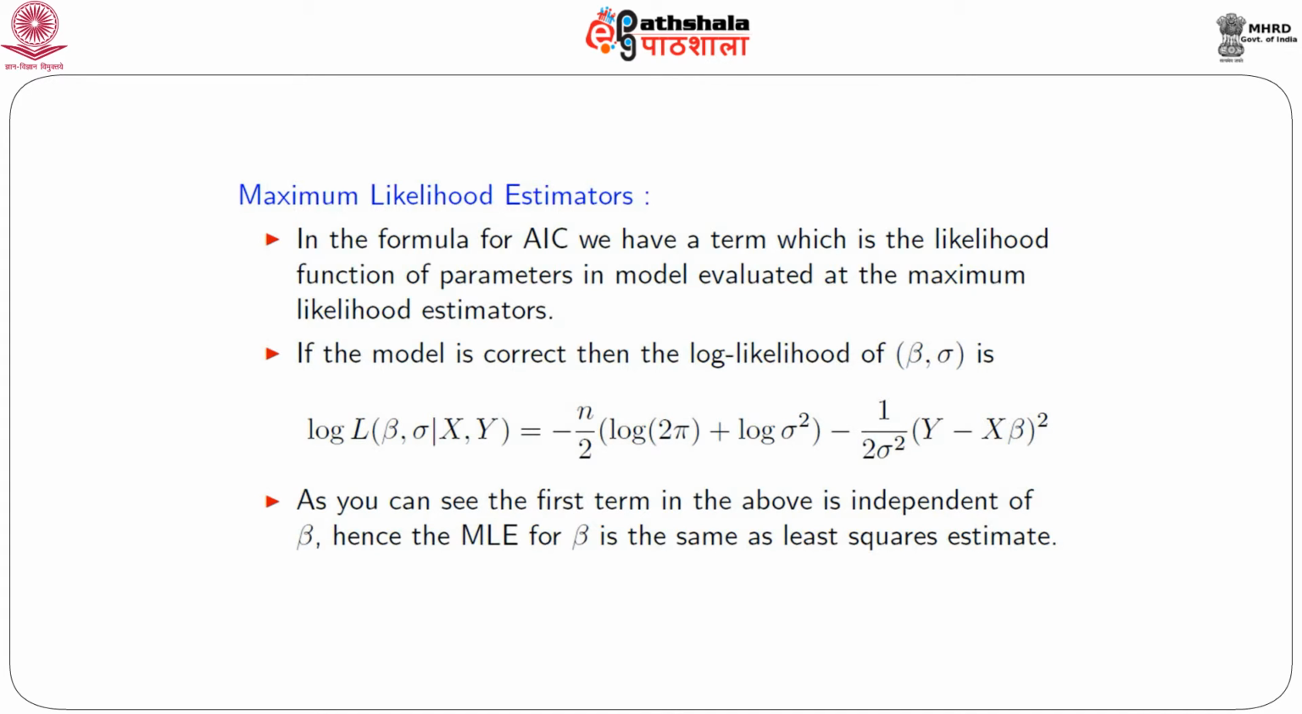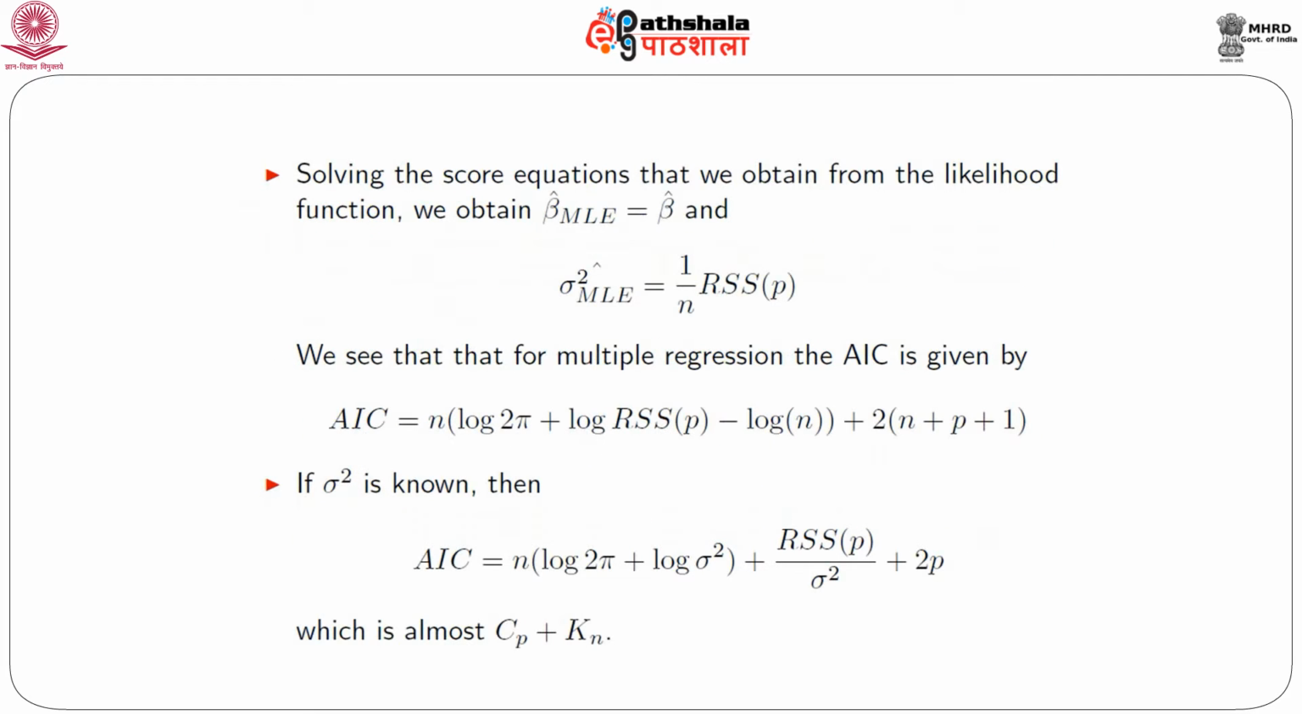As you can see, the first term in the above expression is independent of beta. Hence, the MLE for beta is the same as the least squares estimate for beta, because if you look at the second term, it is (y minus x beta) prime (y minus x beta), which is the least squares criterion that we use to obtain the estimate of the parameter beta.